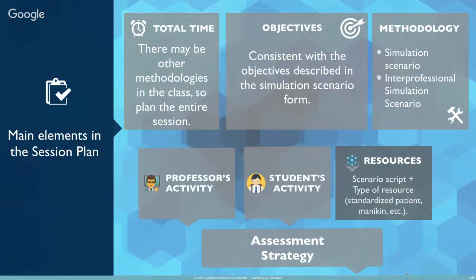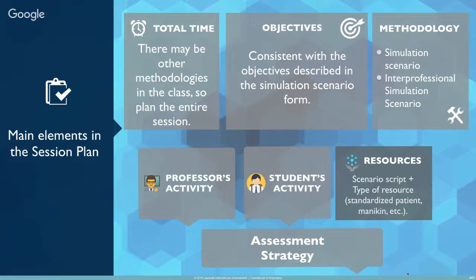which may be only simulation scenarios or the professional simulation scenario, or include other methodologies such as gamification, snowballing, KWL, jigsaw group, and many other methodologies that you can put along with the simulation scenario in the same learning session.